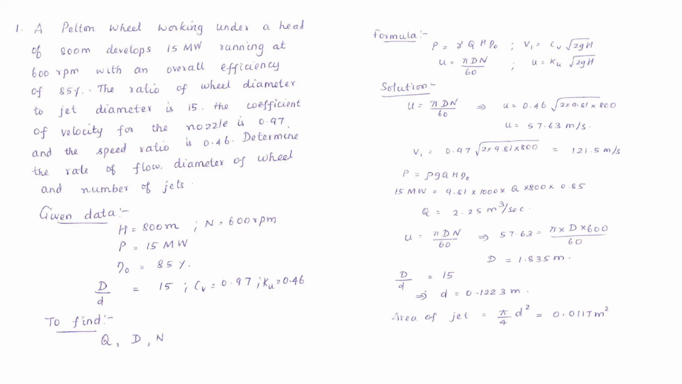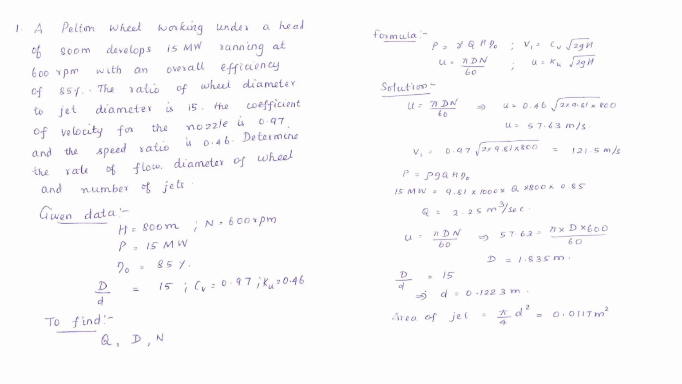So now we have written what are the formulas required and we can go for the solution. So U is equal to pi D N by 60. In that first we have to find the value of U. So U is equal to KU into root of 2gH. Substituting the value of KU and H, you can find out U. After finding U, substitute in the formula U is equal to pi D N by 60, you can find out the diameter. So finally we got the answer, capital D is equal to 1.835 meter.